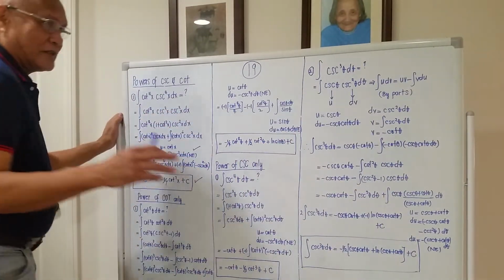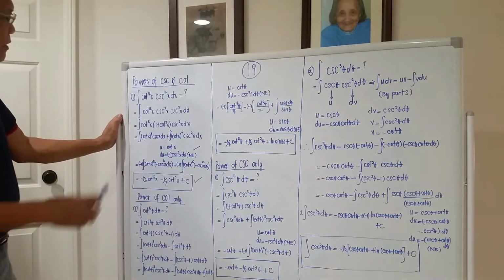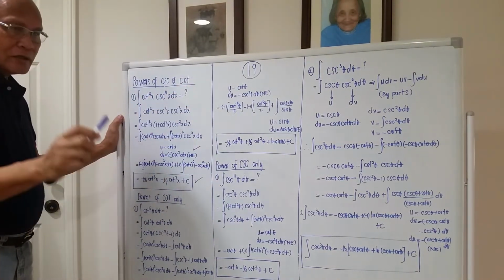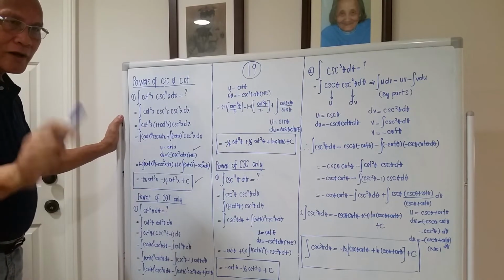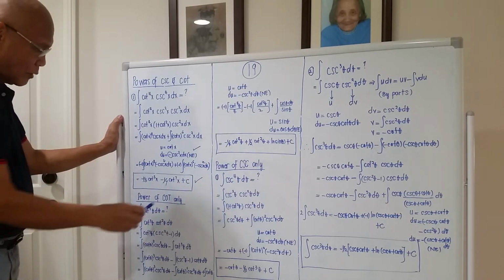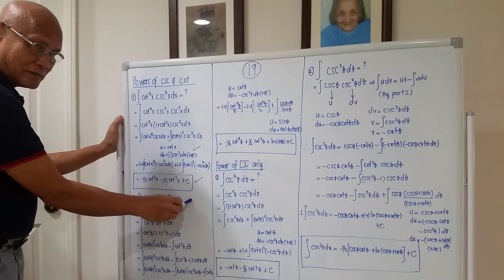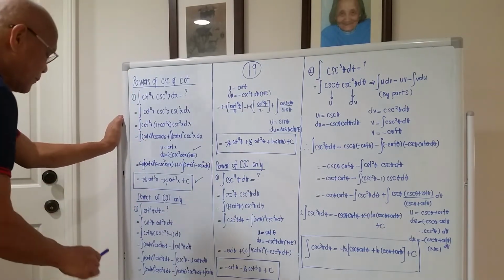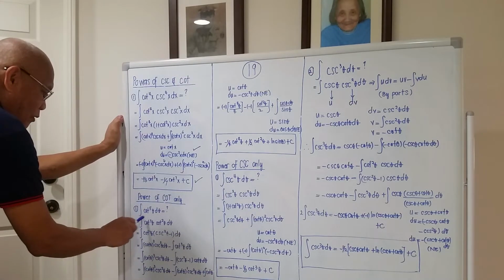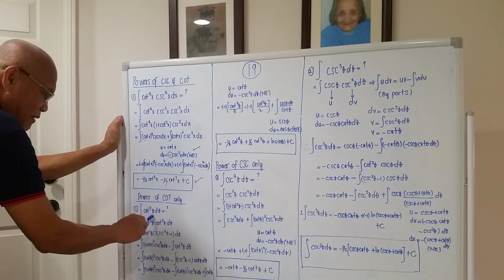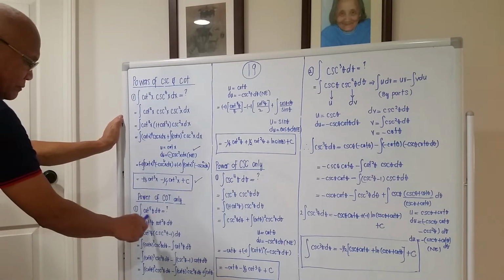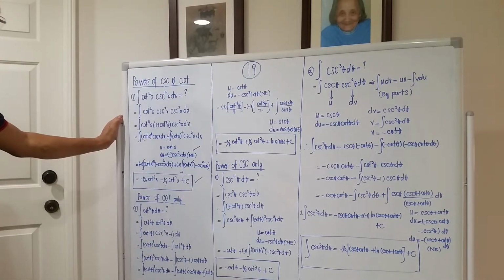Let's proceed with the next discussion. We are now through with powers of cosecant and cotangent. So I will now give you a problem that involves power of cotangent only. The given problem is the integral of cotangent to the fifth of theta, differential theta. It's a pure cotangent. Let's proceed with the solution.